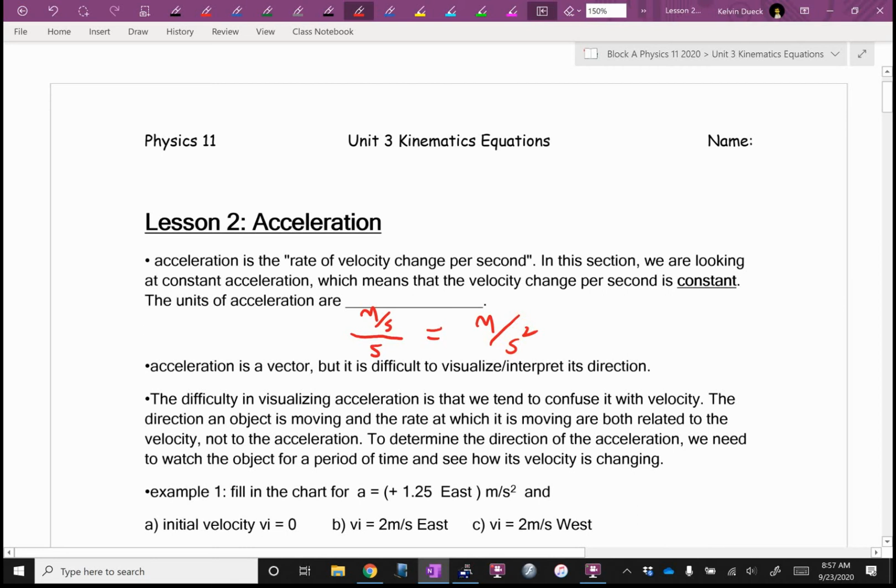Anytime you see a number with a meters per second squared next to it, that's an acceleration. In the same way, anytime you see a number with a meters per second next to it, you know it's a speed or velocity. Anytime you see a number with a meters next to it, you know it's a distance or a displacement.